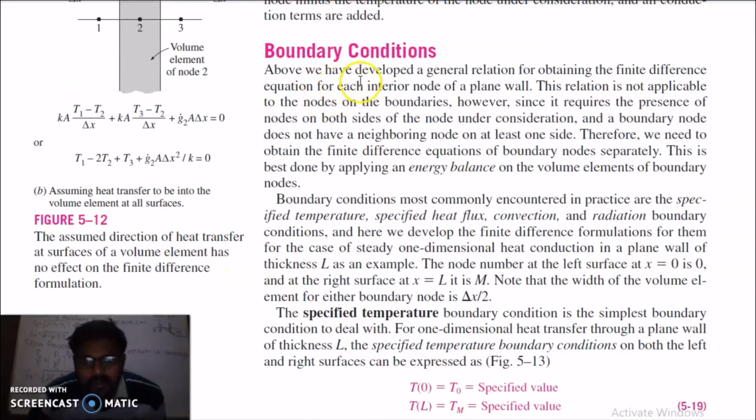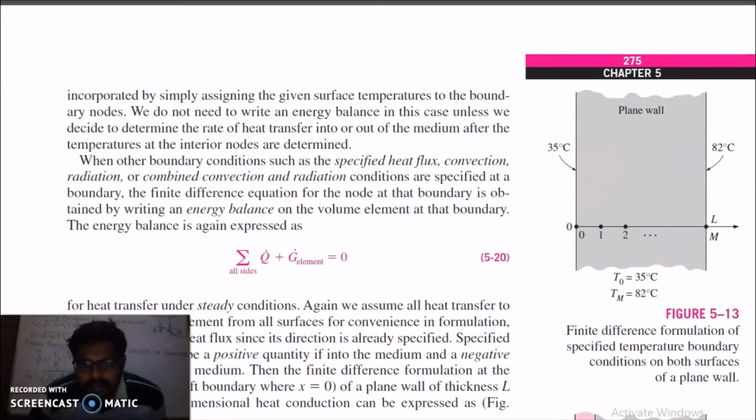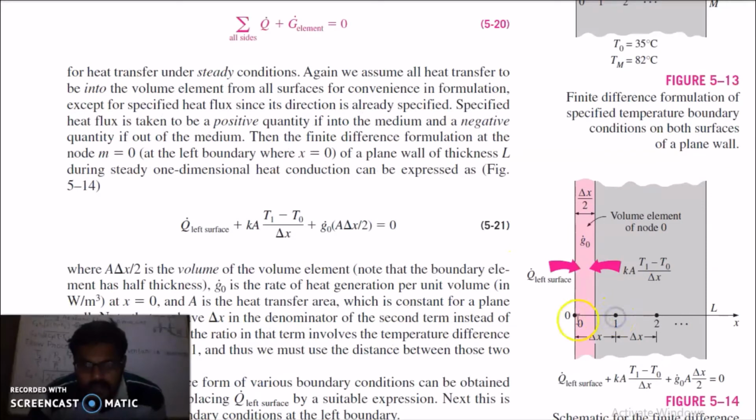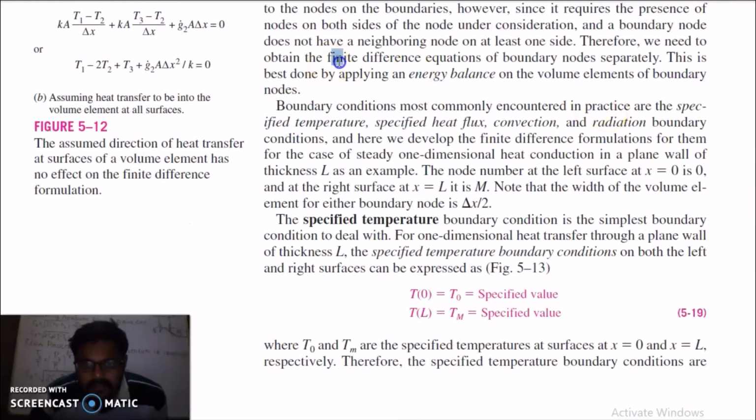Boundary conditions. Above we developed a general relation for obtaining the finite difference equation for an interior node of the plane wall. This solution is not applicable to the nodes on the boundaries, since it requires the presence of nodes on both sides of the node under consideration, and a boundary node does not have a neighborhood node on at least one side. So you can see here, you had one node this side, but if you consider this surface, there is no node present on this side. Therefore the finite difference equation for boundary nodes is different.